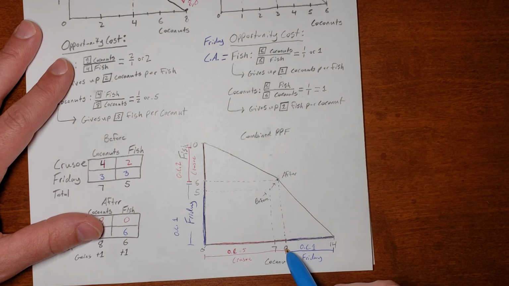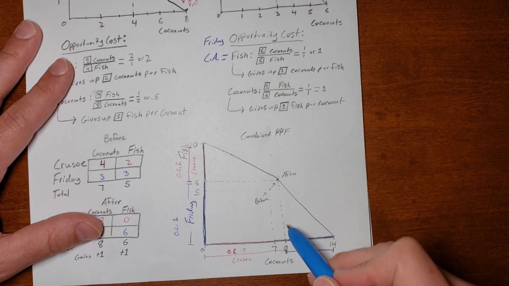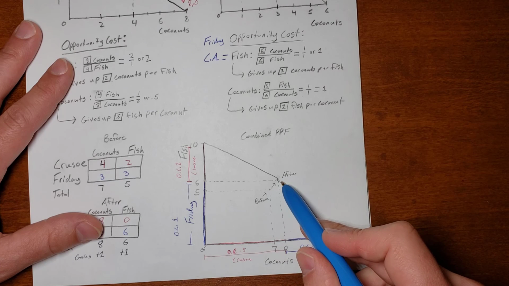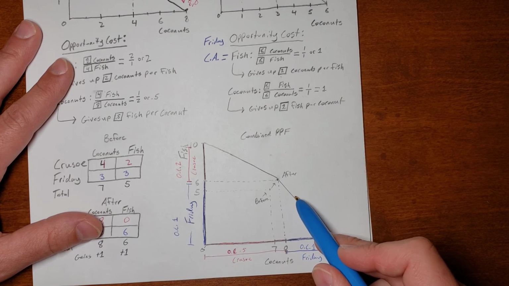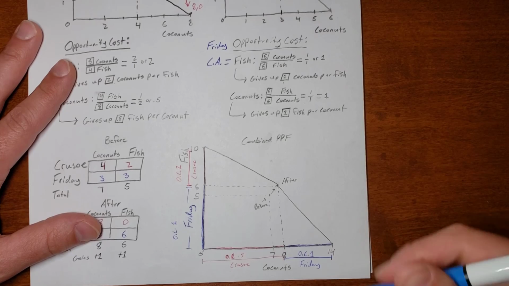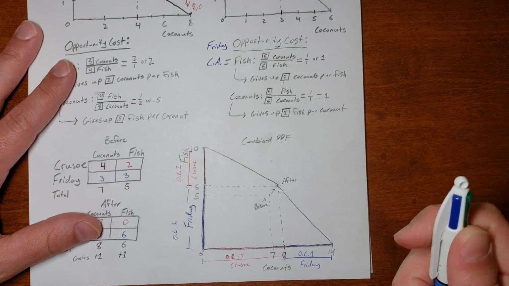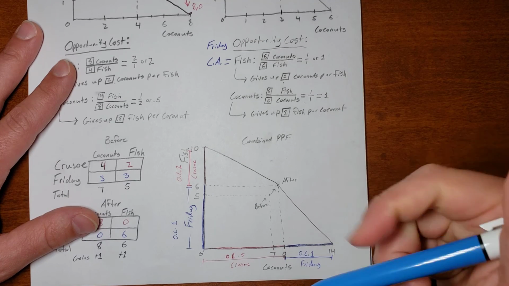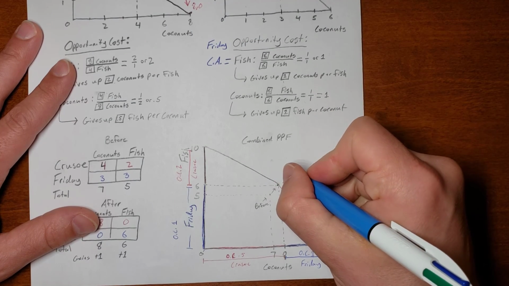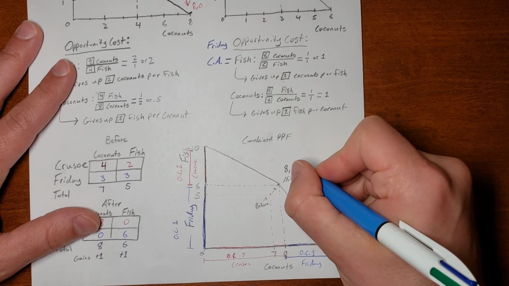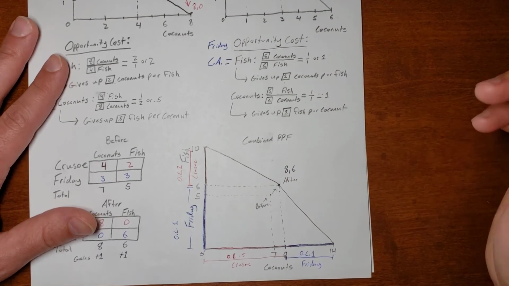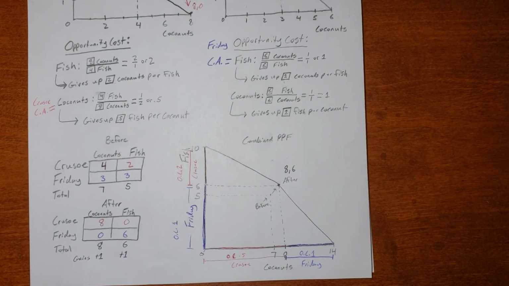As we move into the production of more and more coconuts, let's say into that 9th coconut, we're pulling Friday away from the thing that he's more productive in producing, which is fish, and we're moving him into relatively lower productivity in the area of coconuts. Thus, that's why the PPF has this bowed out look. It probably is worth noting here that our new production should have been noted at 8 and 6, because that's where it would have been. Okay, and this concludes this tutorial.